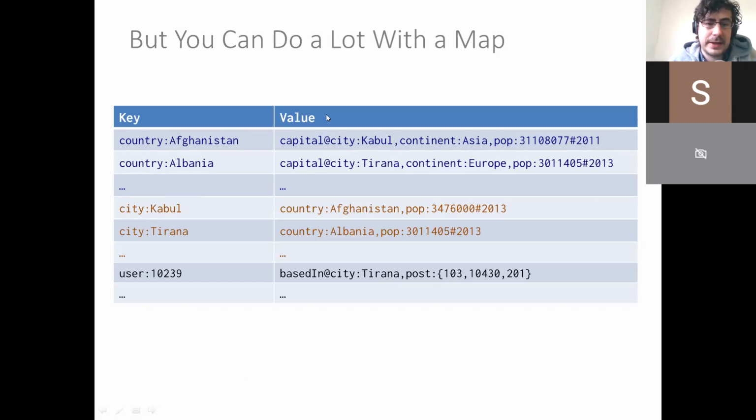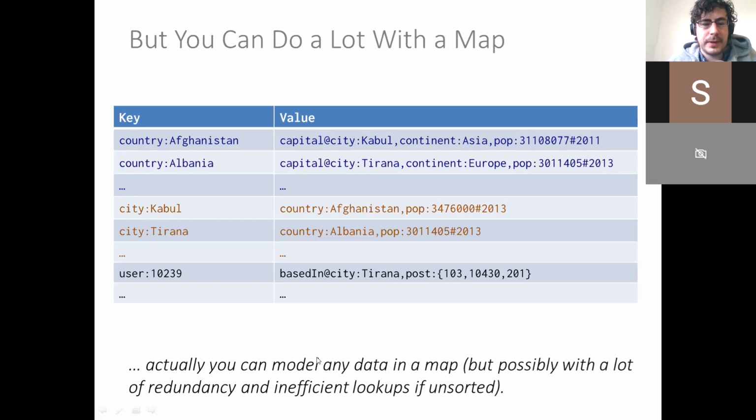So yeah, given a key, we'll get back a value. In general, you could think about modeling any sort of data in a map. Even in a relational database, if you look at the indexes, you have a key, which is your index column or your primary key, and your value will be the entire tuple.